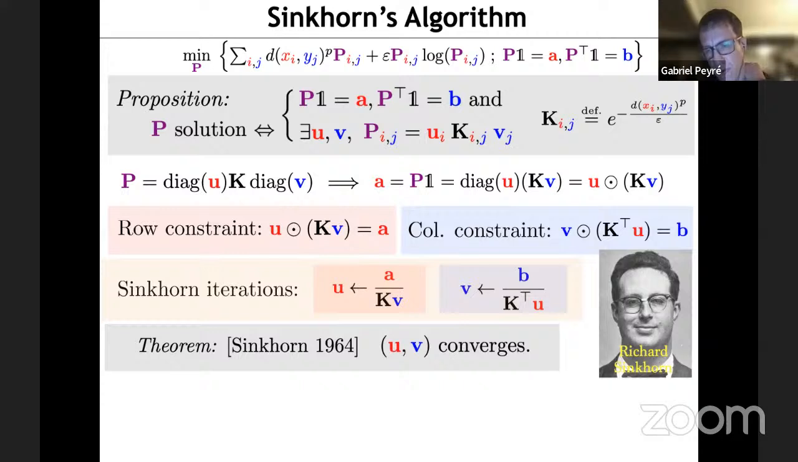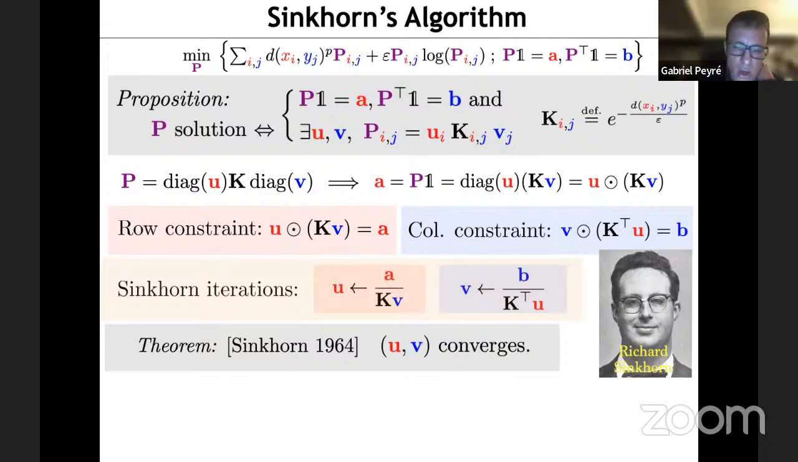The bad news is, of course, that convergence is very slow if epsilon is small. As epsilon goes to 0, the kernel becomes degenerate, and the contraction becomes less and less efficient. It's like a Markov chain that would not be diffusing enough. So at some point, it would go so slowly that you cannot even use this algorithm.